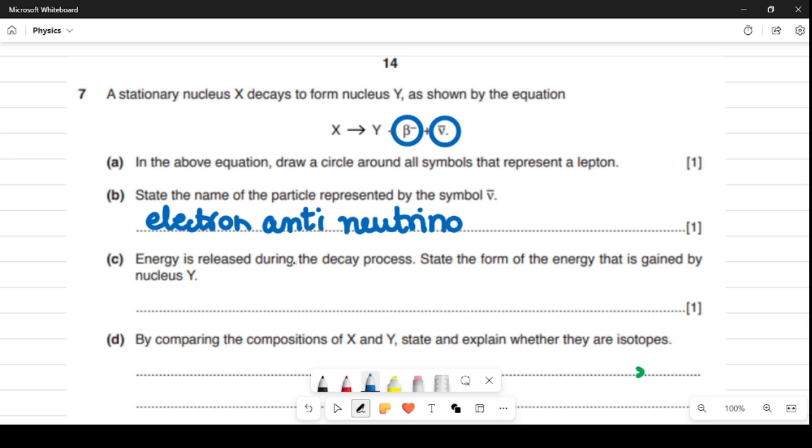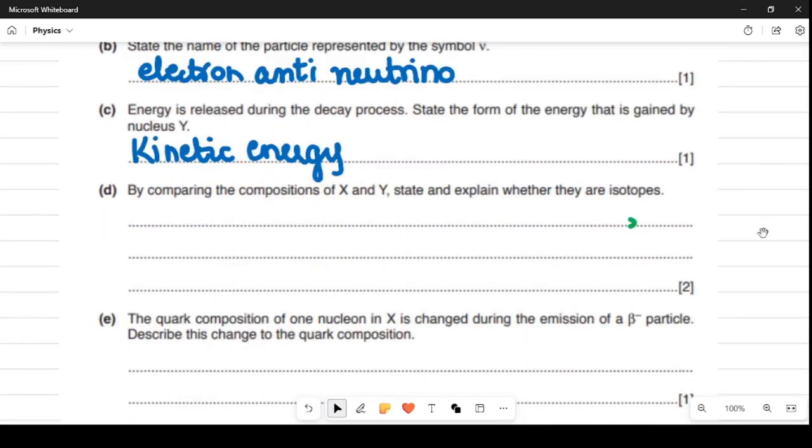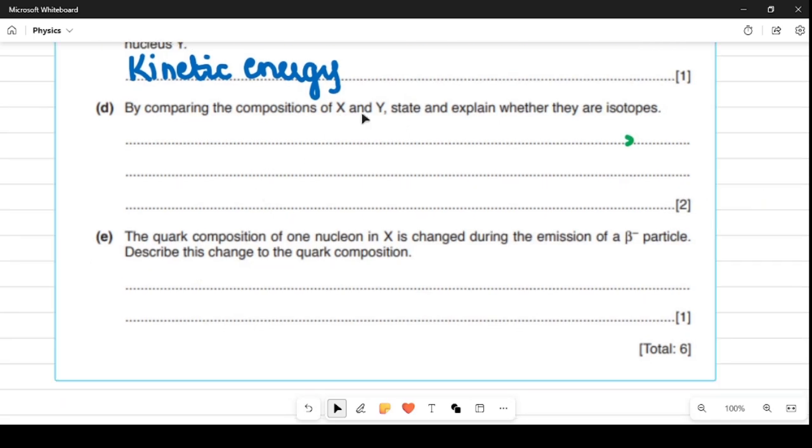Energy is released during the decay process. State the form of energy that is gained by nucleus Y. Kinetic. This is easy. Kinetic energy is released. People remember. Okay. By comparing the compositions of X and Y, state and explain whether they are isotopes.